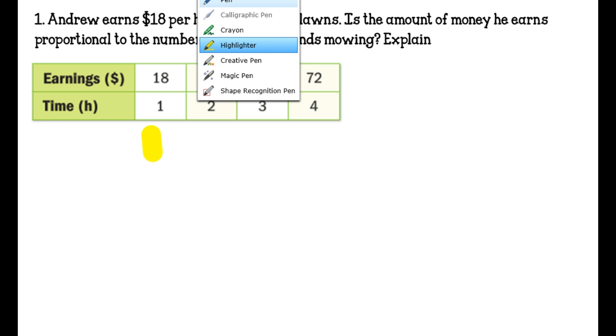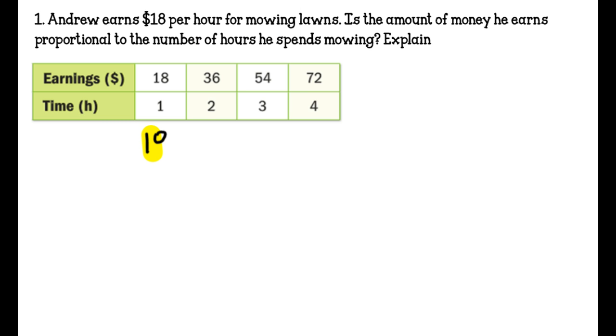Take 36 divided by 2, which is 18. Take 54 divided by 3, which is 18. Take 72 divided by 4, which is 18. And because all of these simplify to be 18, we know that this is a proportional relationship. So yes, it is proportional.